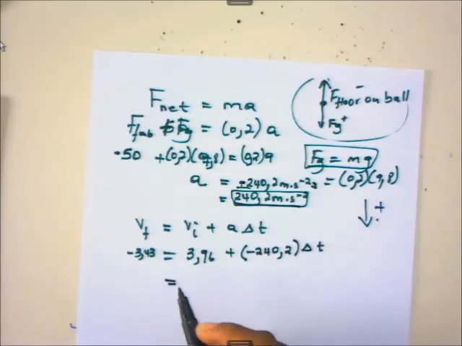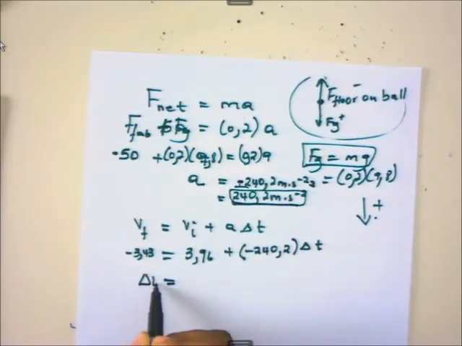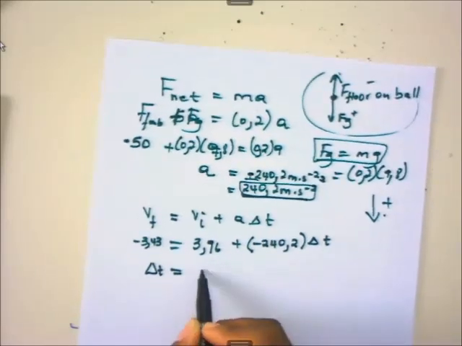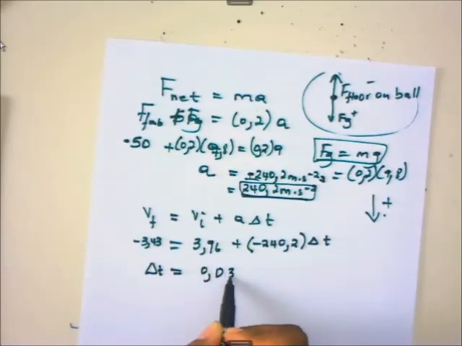Therefore, our delta t with the calculator will be 0,03 seconds.